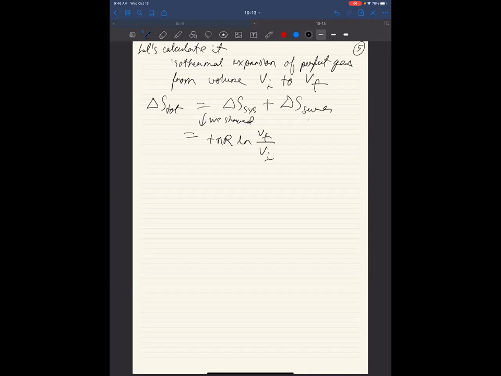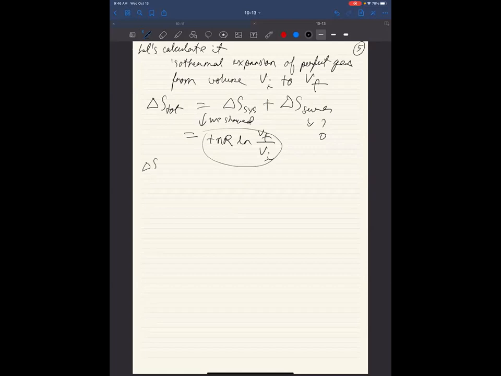We did not calculate the surrounding one, right? So let's try to calculate this one. I'm not doing the system one today again because we did it a few classes ago. Please go and look it up. I forget the exact class, but if you look in the notes, you should be able to find it. Let's calculate delta S surrounding.